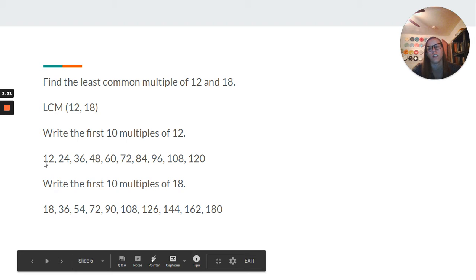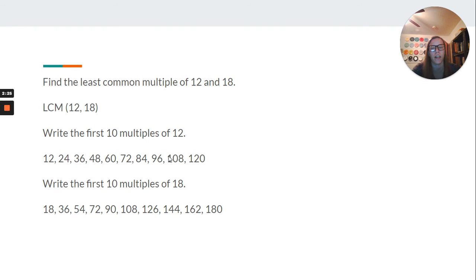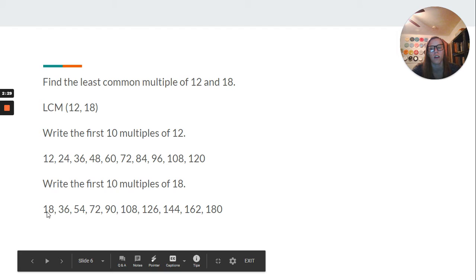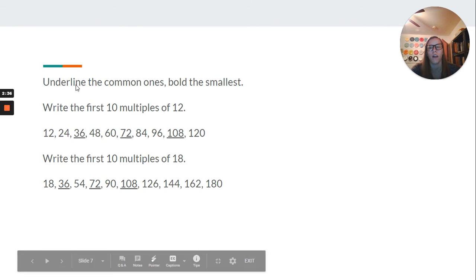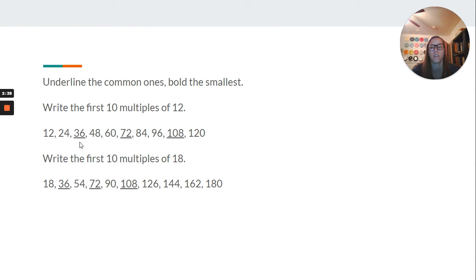So 12 times 1 is 12, 12 times 2 is 24, 36, 48, so on all the way up to 120. Same thing with 18. So 18 times 1 is 18, 18 times 2 is 36, so on all the way up to 180. Now we underlined the common ones, so 36, 72, and 108. And then we bold the smallest. So the smallest is 36, so the least common multiple of 12 and 18 is 36.